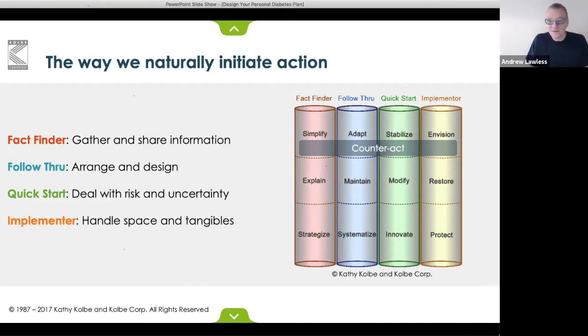When you look at how we work, all of us every day gather and share information in a certain way. That is the red column here. We arrange and design things in life, which is the blue column, and we deal with risk and uncertainty, and we handle space and tangibles. Today, I'm going to focus on how we gather and share information, which is the fact finder mode in red, how we arrange and design everything, which is the follow through in blue, and how we deal with risk and uncertainty in the quick start mode, which is in green.